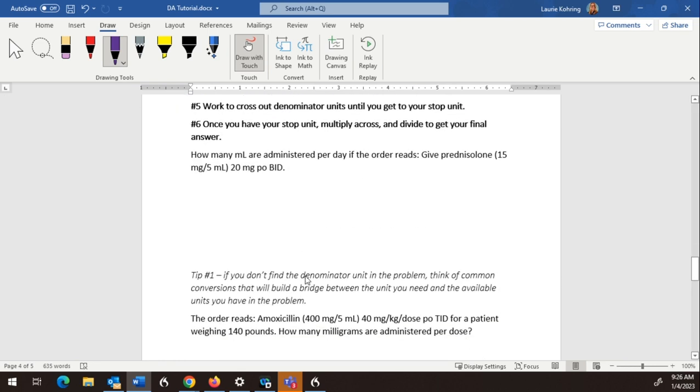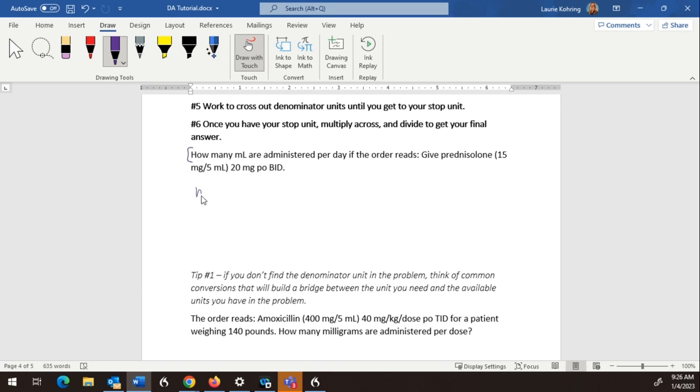All right. So here's another example. How many milliliters are administered per day if the order reads prednisolone 20 milligrams PO BID? So we kind of had to work a little bit differently. The last sentence did not have the information we needed. It was kind of reversed. So we're going to look at the first sentence here.